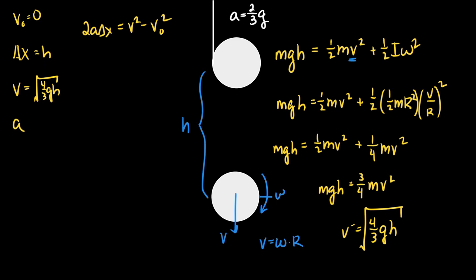All right. We want A. So 2a delta x is h equals v squared, 4/3 gh plus 0. All right. Get rid of that 0. And I'm noticing that both terms have an h in them. So 2a equals 4/3 g. Can I just divide both sides by 2?